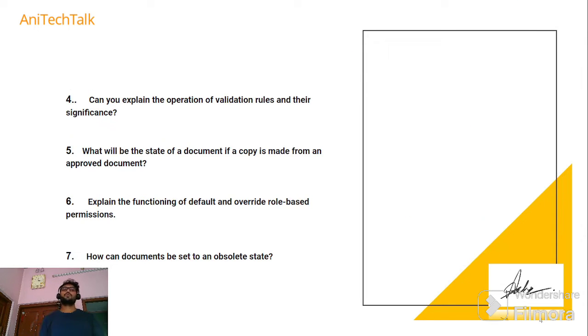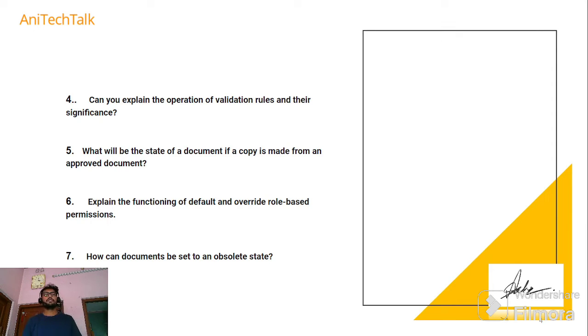And now the next question is: what will be the state of a document if a copy is made from an approved document? Let's say a document is in approved state, and a request comes in to copy that approved document. So what would be the version of that document, and how can you copy that approved document? That is a very simple question. I am just telling you the answers here even. You need to make a copy from that approved document, and you also need to check the version of that document, right?